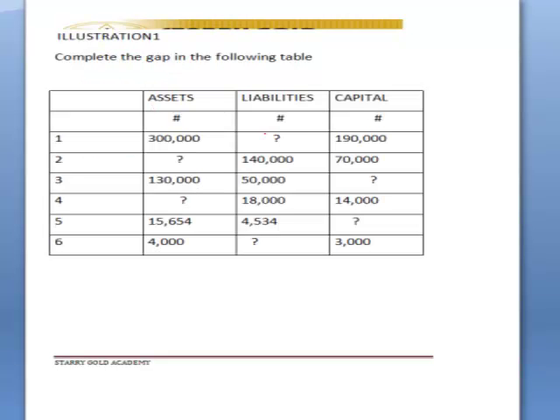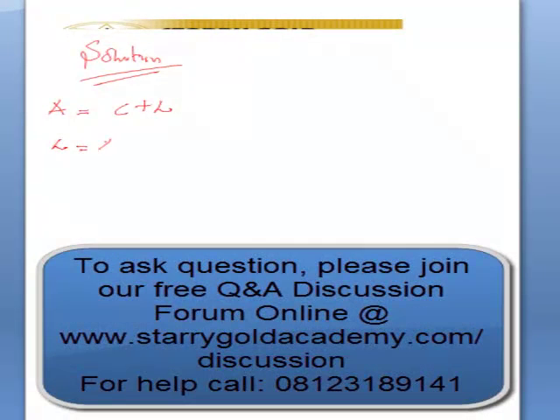Here in this question number 1, we'll be looking at liabilities. The rule is that at any point in time, the asset of the business must be equal to the summation of capital and liability. So if we are looking at liability, our equation will change to L equals A minus C, subject of formula.